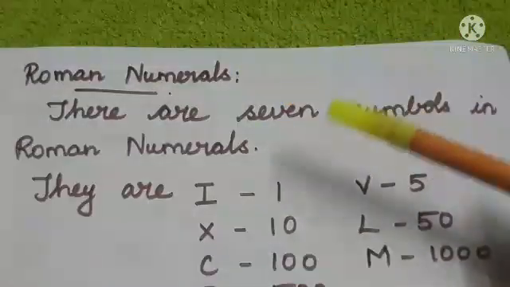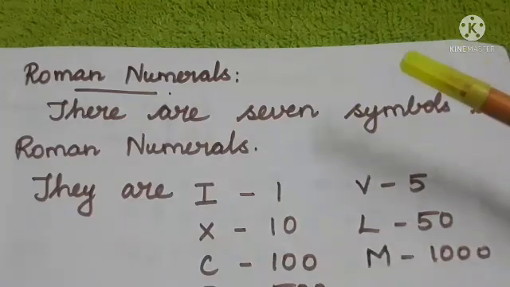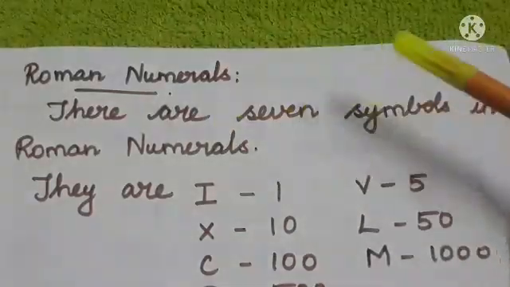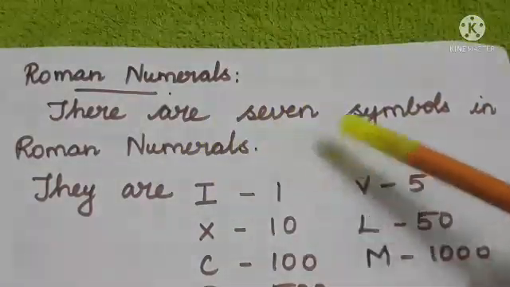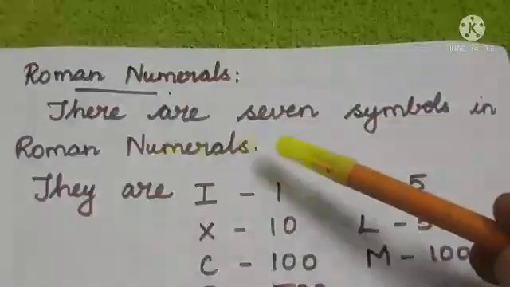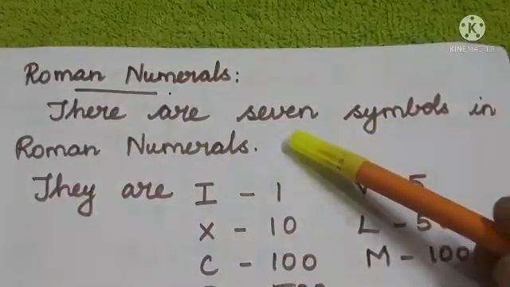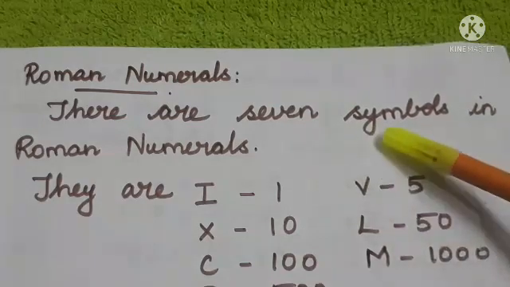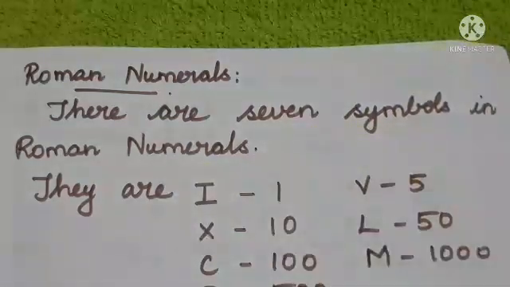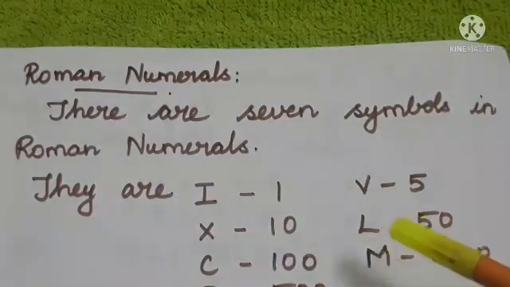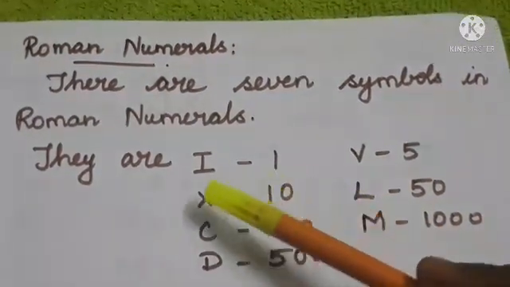Roman numerals came from Rome. Only in Rome they used Roman numerals. Basically there are 7 symbols in the Roman numerals. How many symbols are there? 7. We can see the 7 symbols here.